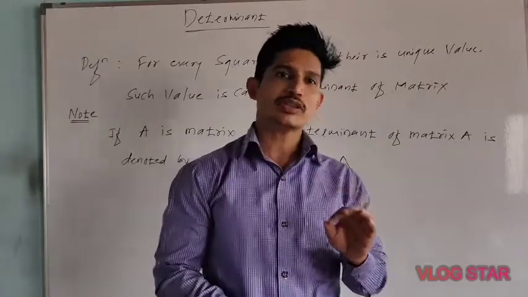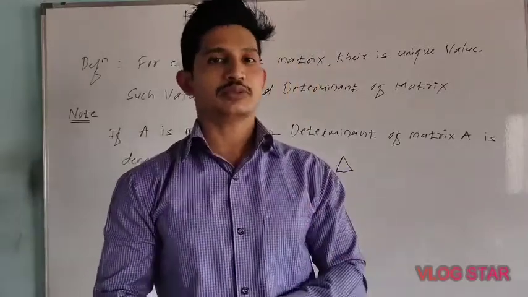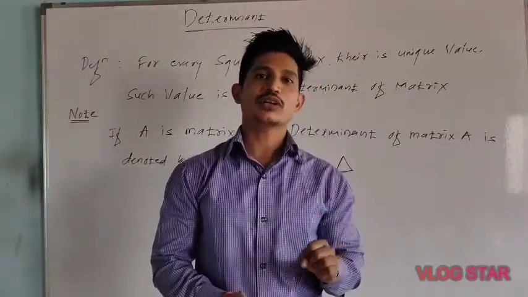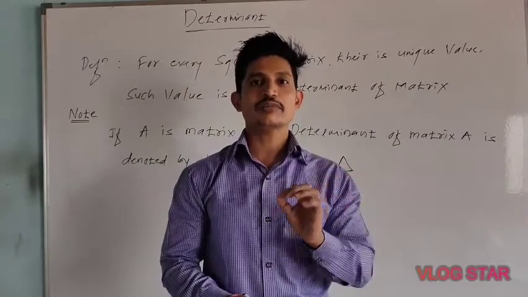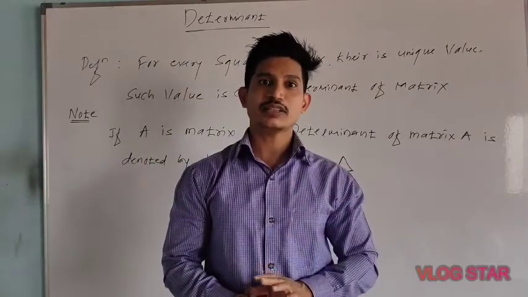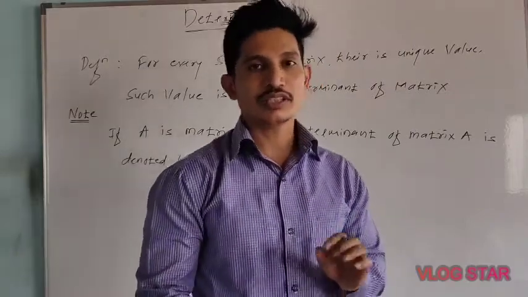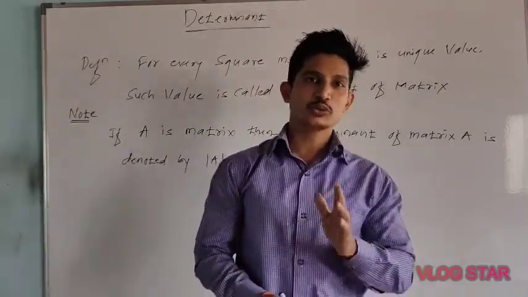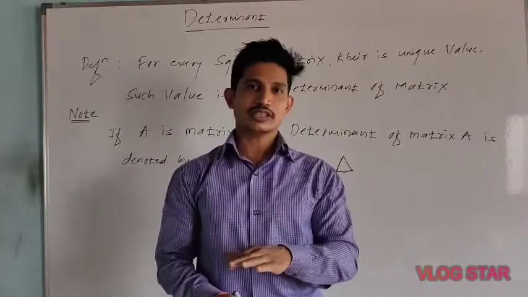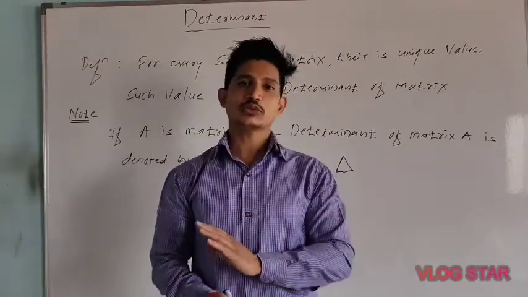For every square matrix we find a value. Such a value is called the determinant of a matrix. But the condition is that the matrix should be a square matrix. Square matrix means 1 cross 1, 2 cross 2, 3 cross 3, 4 cross 4 and so on.